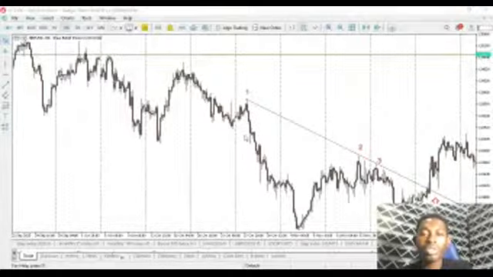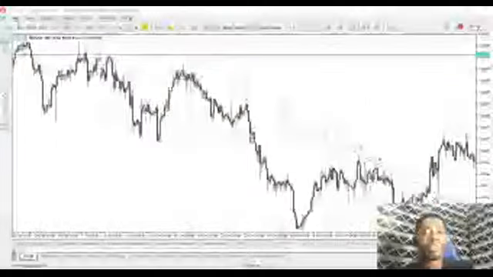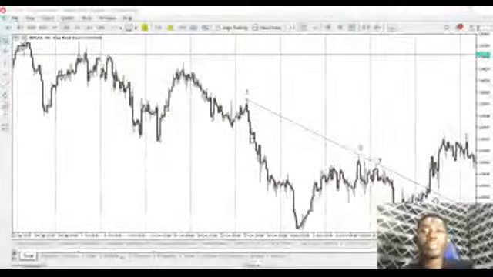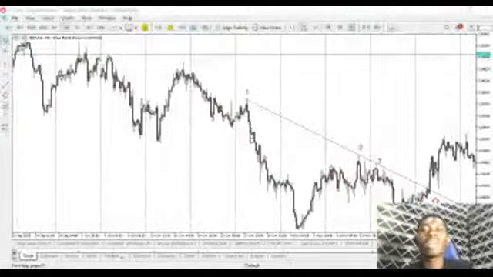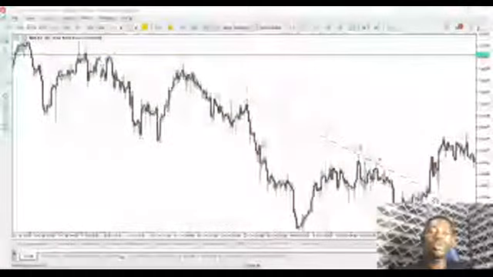So when you see it, you can do it on any time frame: 1 minute, 5 minutes, 10 minutes, 15 minutes, any time frame whatsoever, 1 hour, 4 hours, daily, weekly, any one. It works like magic.